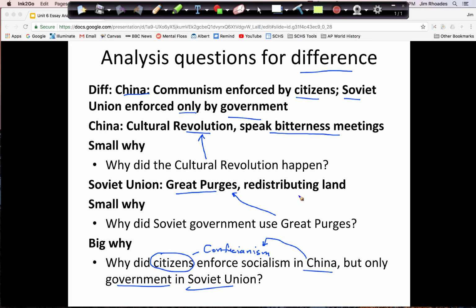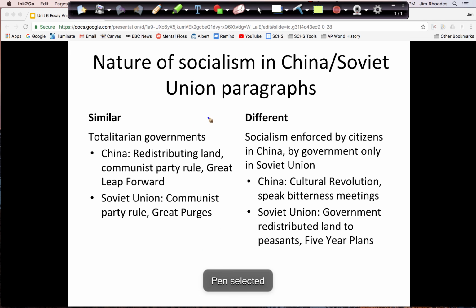The last slide here is an outline that is just an overview of what we've talked about. So here's what that would look like. Here's my similarity, totalitarian governments, and my difference, socialism enforced by citizens in China and by the government of the Soviet Union. I hope this helps your preparation of this essay and your studying for the chapter.